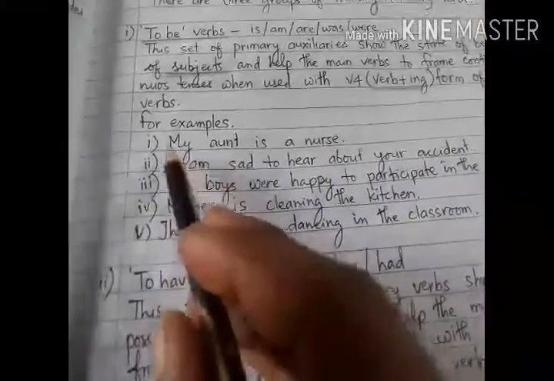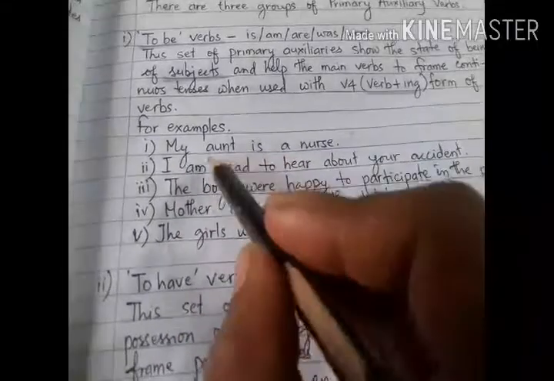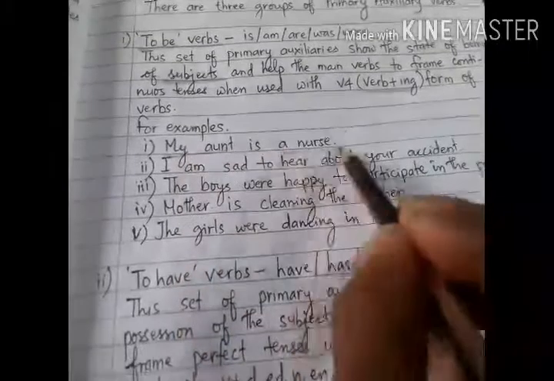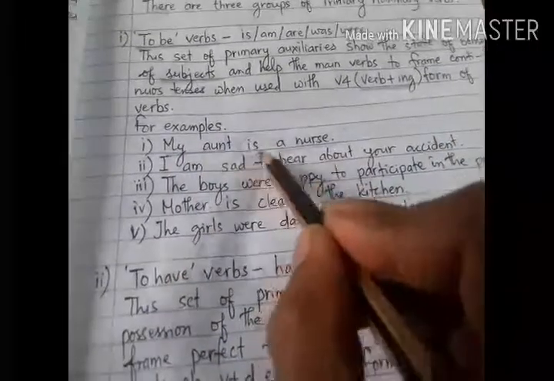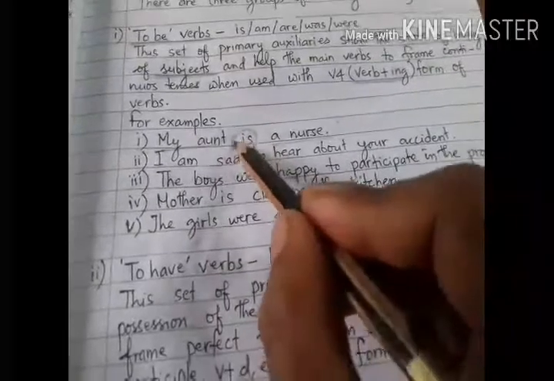So what are the examples? For example, my aunt is a nurse. So what is the subject here? My aunt. So my aunt क्या है? Nurse है. So it is said by the use of is, and it is a primary auxiliary. Okay, the group of to be verbs.